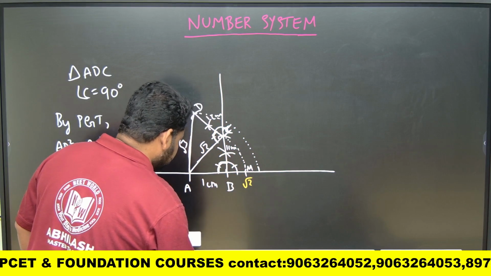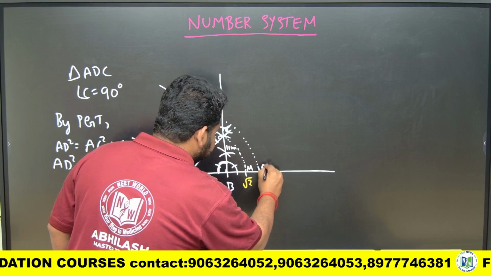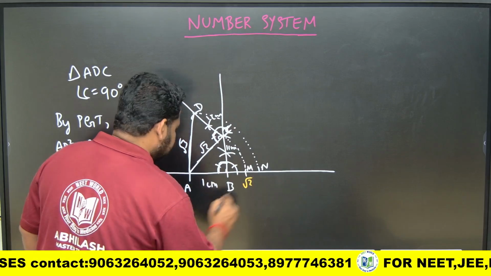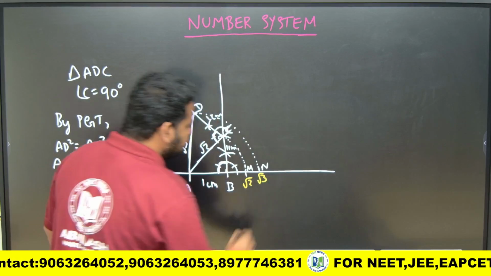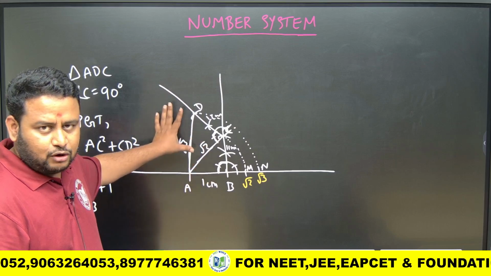Let this point be N. If this point is N, this is nothing but root 3. This point we got it as root 3, friends. Done. So we got root 2. Now we learned how to get root 3.